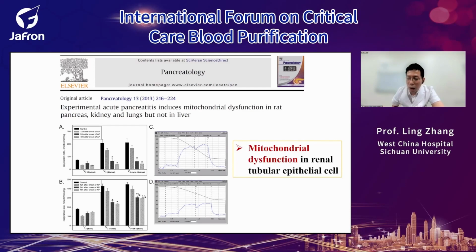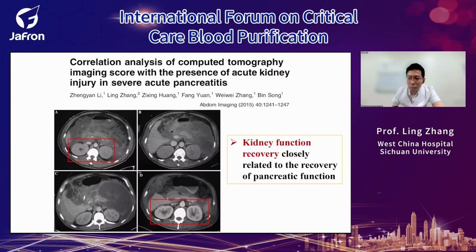In our hospital, we also looked at CT scans of severe acute pancreatitis with acute kidney injury. We found that in the first stage the kidney cortex is unclear. We can see that the blood perfusion is very poor in the early stage of pancreatitis.